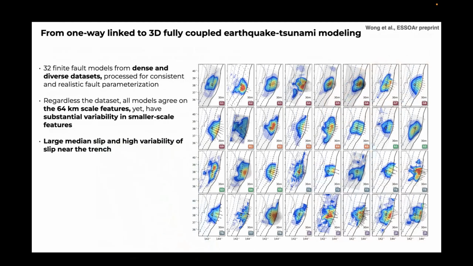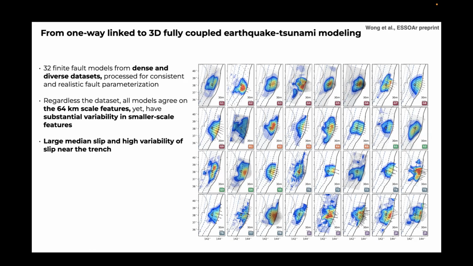This is a snapshot. Now we're changing to Hoku, after 32 finite fault models from 10 diverse datasets that are running through in the first slide that we processed for consistent and realistic fault parameterization. Regardless of the dataset, we find that all models agree on the 64-kilometer scale features, yet they have substantial variability in smaller scale features.